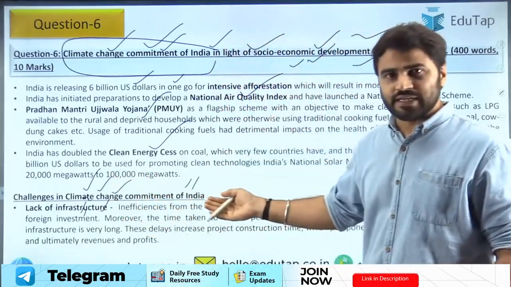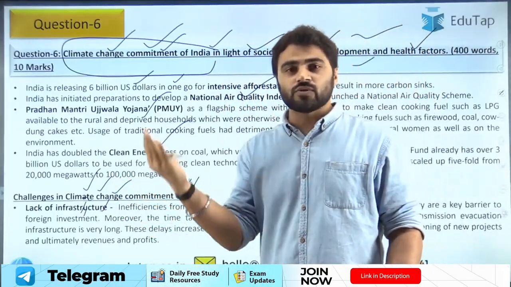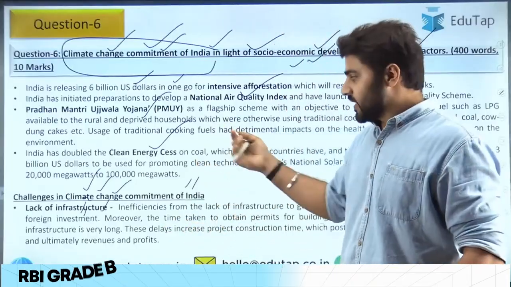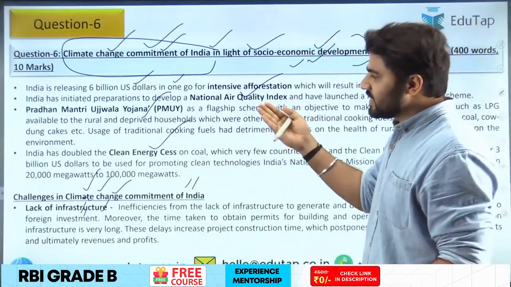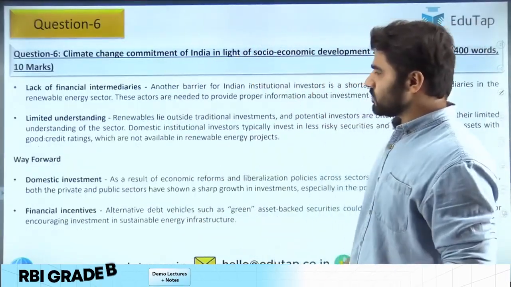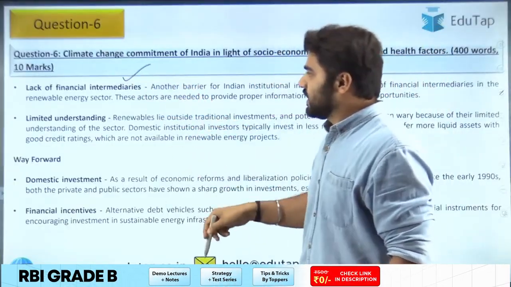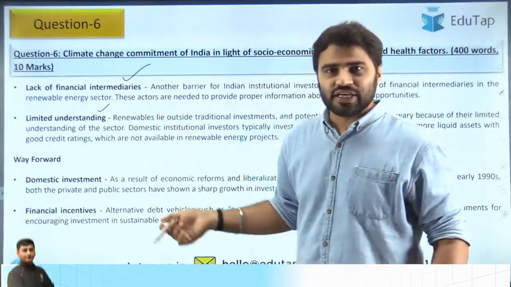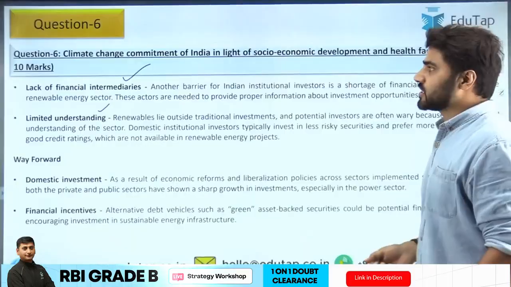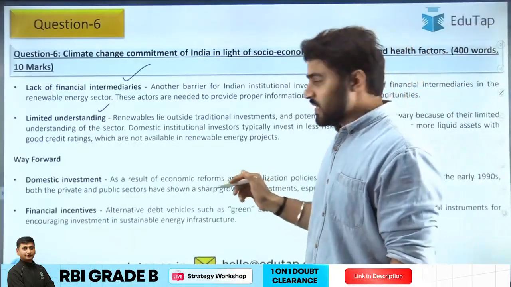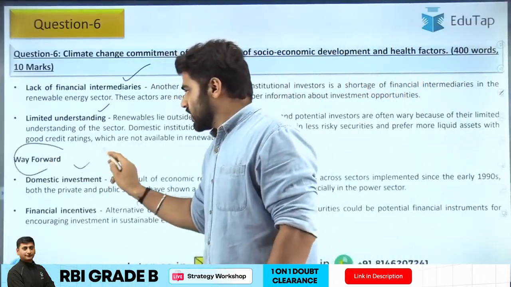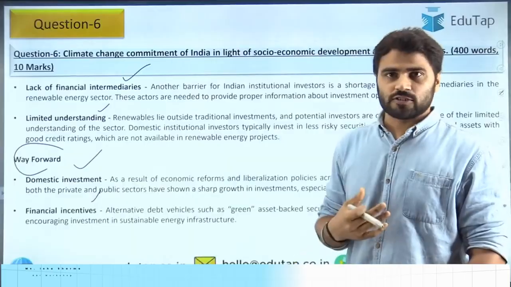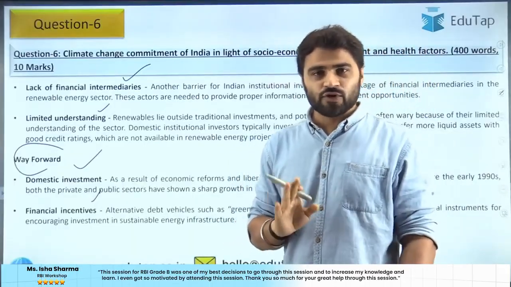I am mentioning here in detail so that you can get the idea what points you could have incorporated in your answer. So what are the challenges? That is lack of infrastructure, lack of financial intermediaries, limited understanding. So these all are the challenges associated with the climate change commitment of India, right? Now if we talk about way forward, so here you have to mention the way forward also. I hope you are getting.